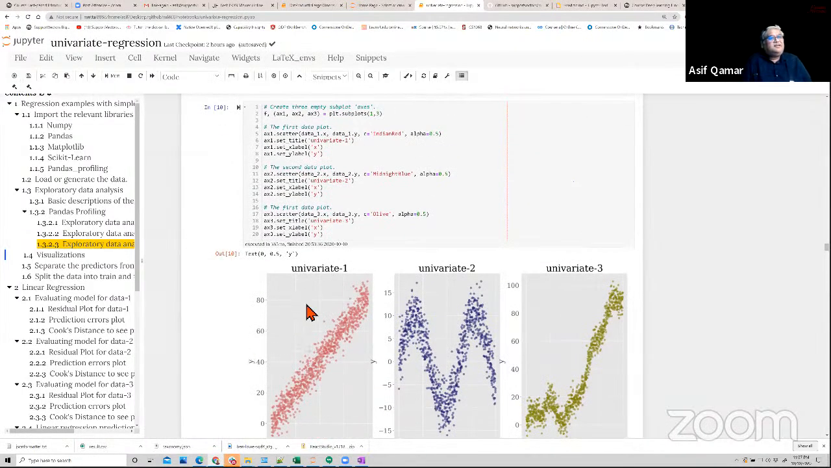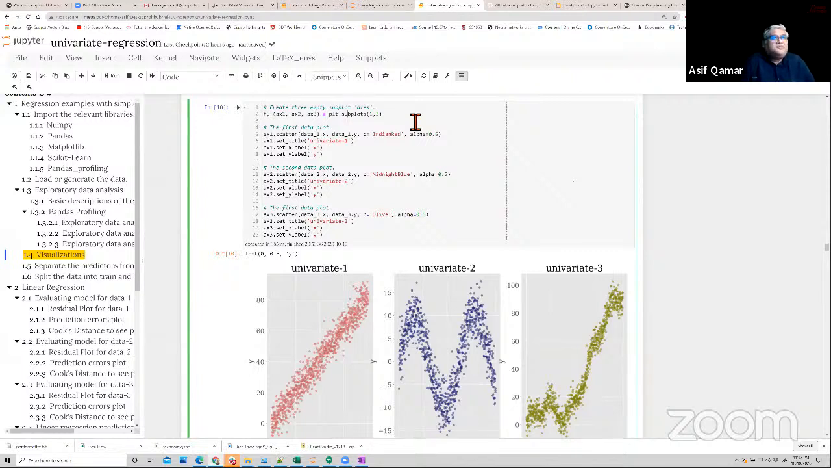You notice that there's a univariate 1 data set, univariate 2, univariate 3. So for each of the data sets, I'm making a plot, right? The way you do that plot is you go to the plotting engine, which is Matplotlib, and you say, I want to make a plot which is made up of actually three subplots, 1 row and 3 columns. 1 comma 3 means 1 row and 3 columns.